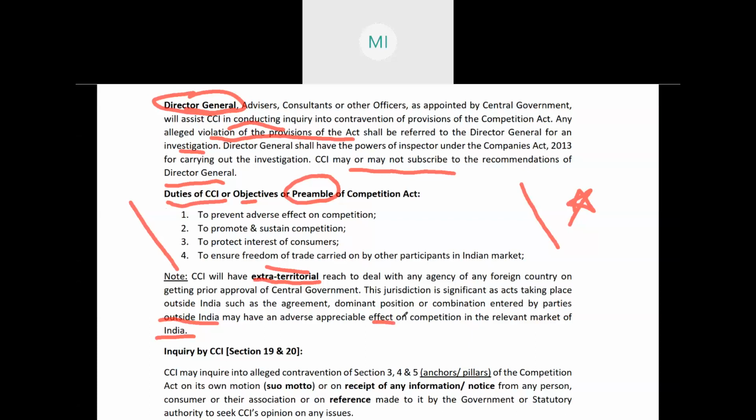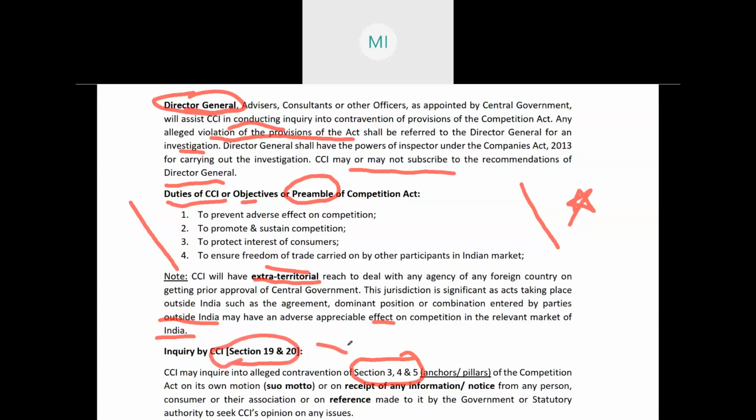You need not remember all the sections, but you can remember a very few sections. Out of that, the important ones are section 3, 4, and 5, which we'll discuss a little later, and the other is the inquiry by the Competition Commission, which is dealt with under sections 19 and 20. Both are interconnected. We'll see this a little later.